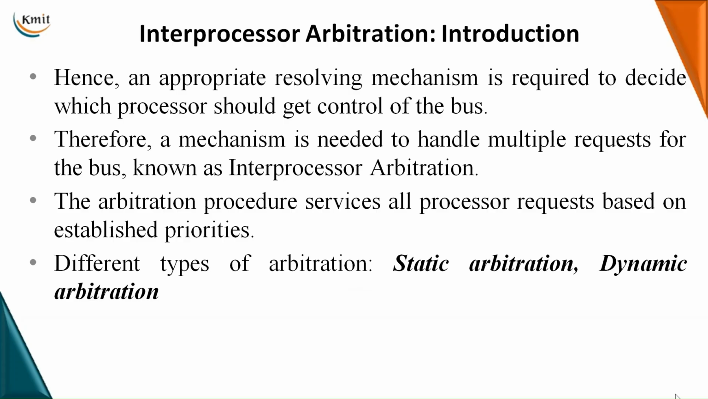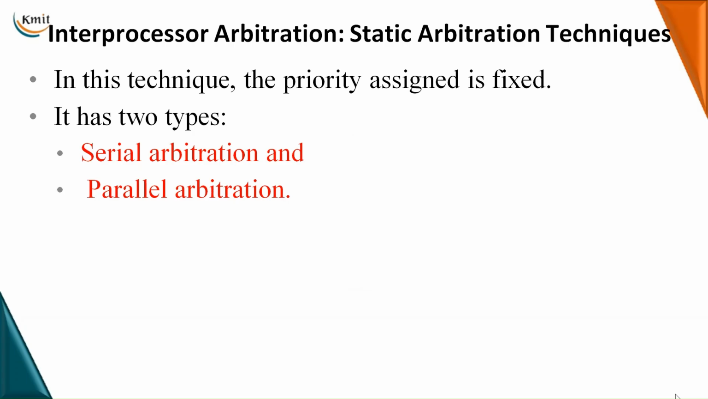So there are different types of arbitration, like static arbitration and dynamic arbitration. Now let us see each type of arbitration technique in detail. The first type is the static arbitration technique. Why do we call it a static arbitration technique? In this technique, the priorities assigned to the processors connected to the system are static, or fixed. That's why we call it a static arbitration technique. It is of two types: serial arbitration and parallel arbitration. Let us see them in detail.